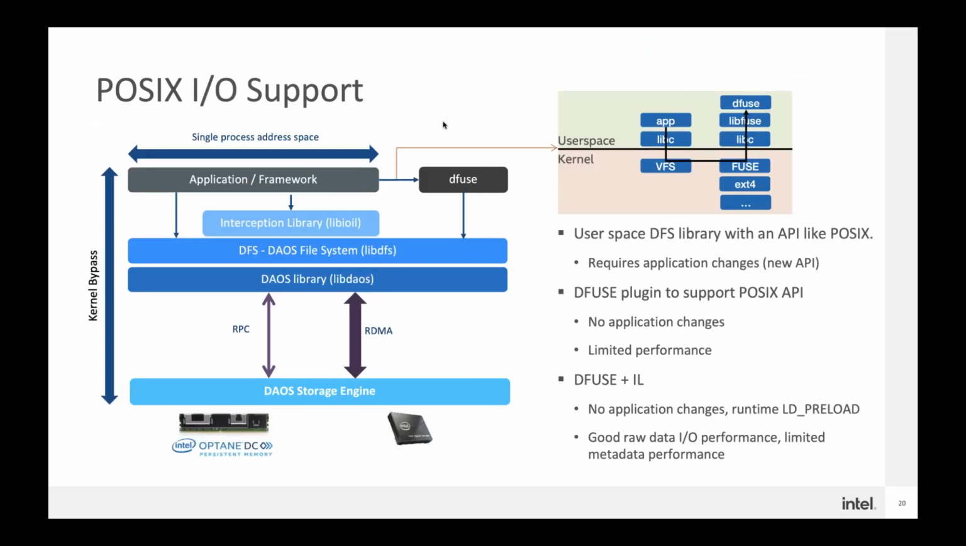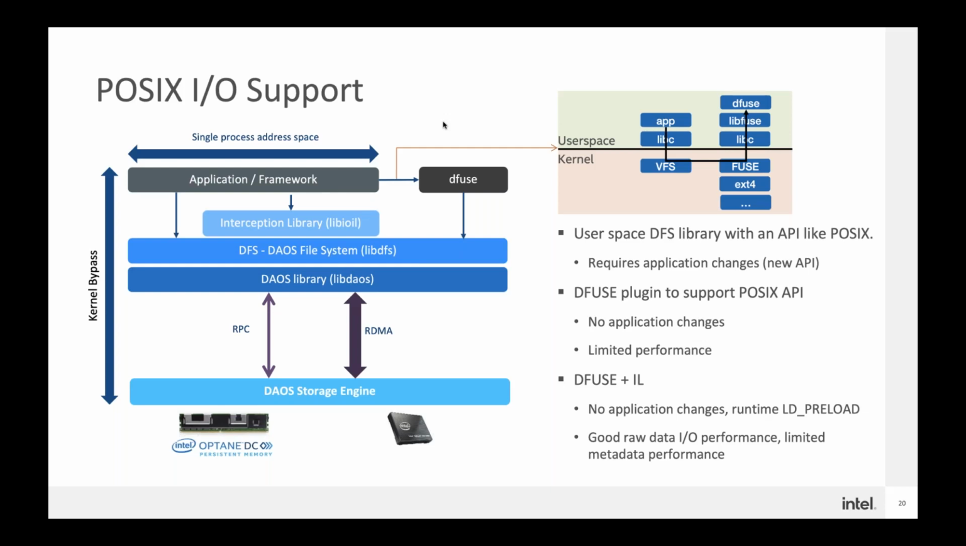DAOS provides POSIX.io support, and it is implemented as a library called libdfs. It implements POSIX files and directories directly on top of libDAOS. This library can be exposed to the end user through several interfaces. First of all, if we have a framework like Spark, TensorFlow, MPIO or HDFI, you will be able to link directly with libdfs. This can be transparent and without any change to the application.